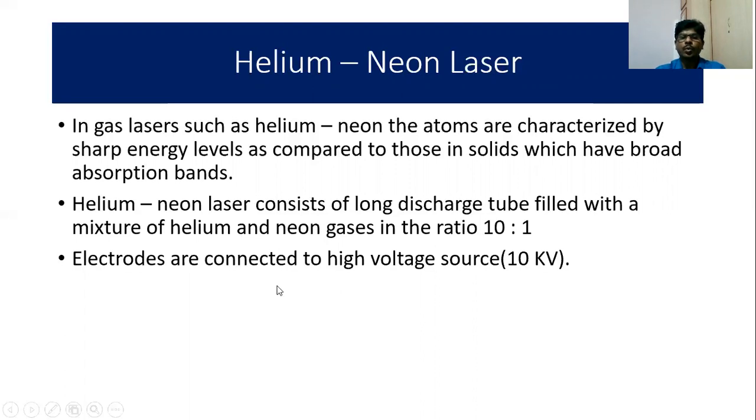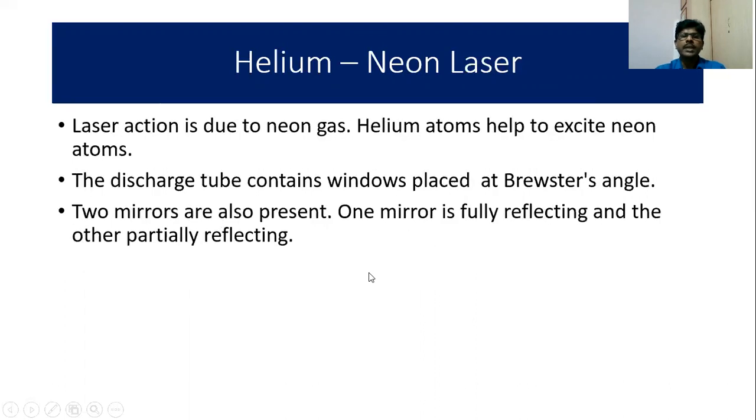Electrodes are connected to a high voltage source. Laser action is due to neon gas. Then what is the use of taking helium? Helium atoms help to excite neon atoms. The discharge tube contains windows placed at Brewster's angle. Two mirrors are also present as we have seen in the diagram. One mirror is fully reflecting and the other partially reflecting.